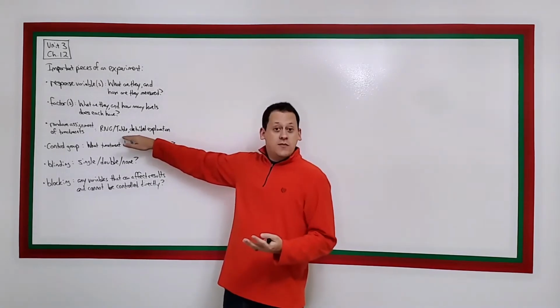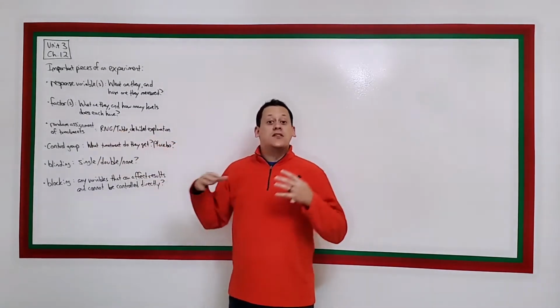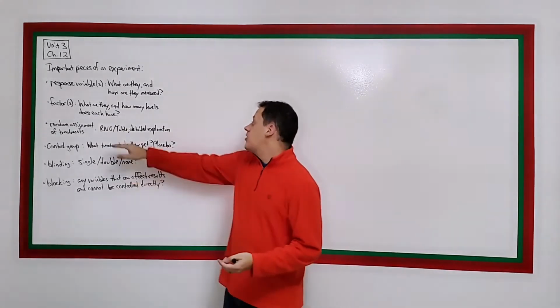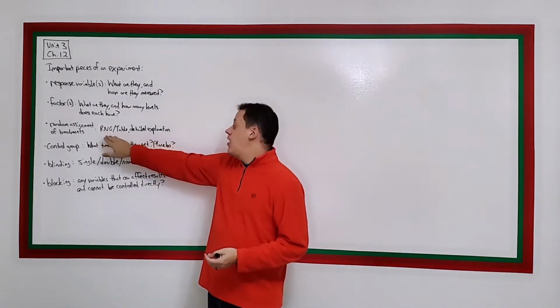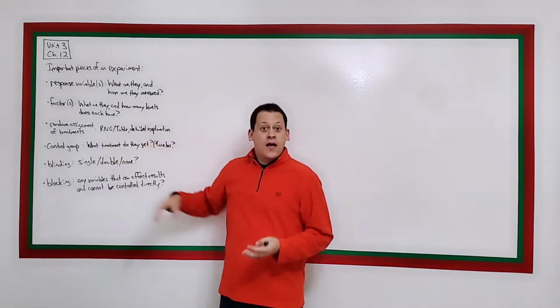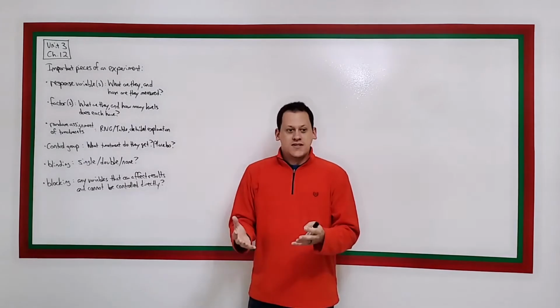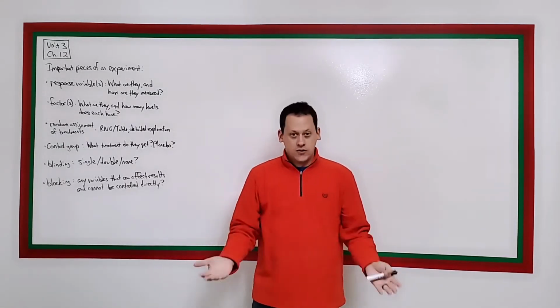How are the treatments going to be assigned? Yes, it's random, but that is probably where most of your explanation is going to be. Are you using a random number generator? Are you using a random number table? How is it that you're going to turn these individuals and these treatments into an actual experiment?